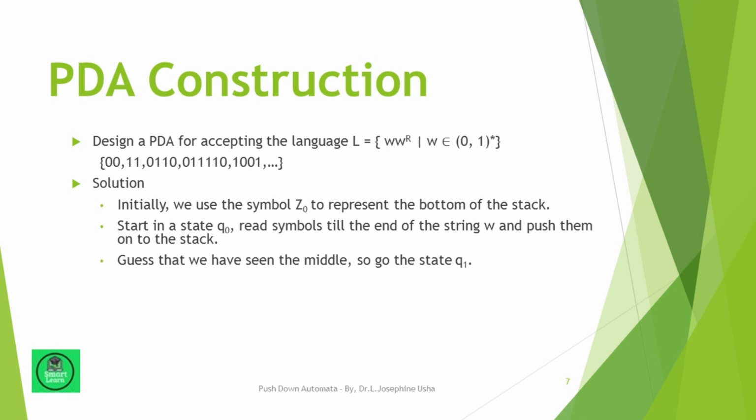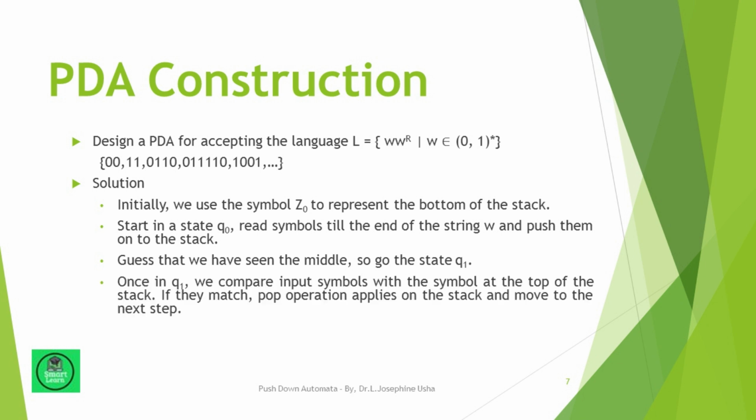Then we start from the start state Q0, and we have to read the symbols present in W. Whatever the symbol, 0 or 1, however many symbols there are, you just push all the symbols in W into the stack first. Then you assume that you see the middle and you go to the state Q1.